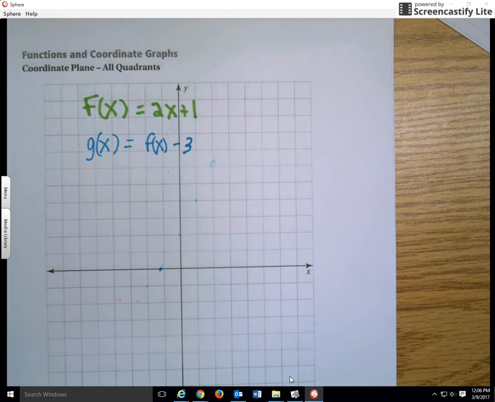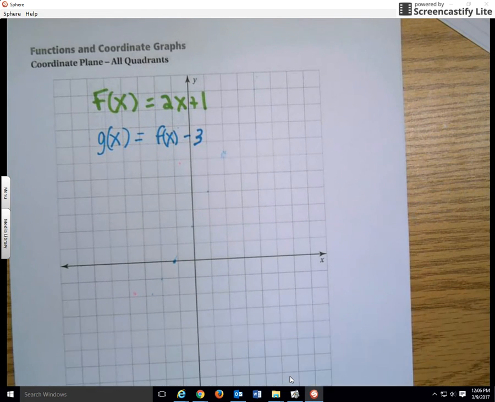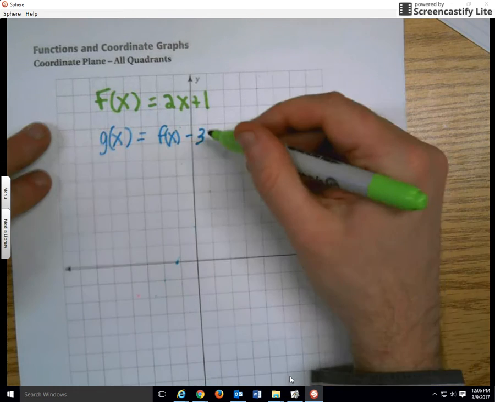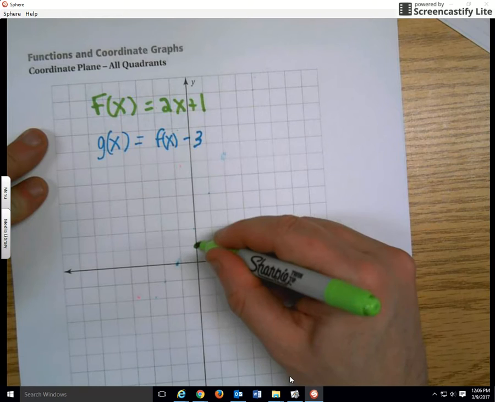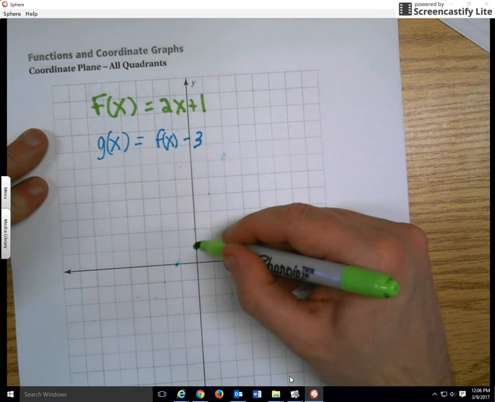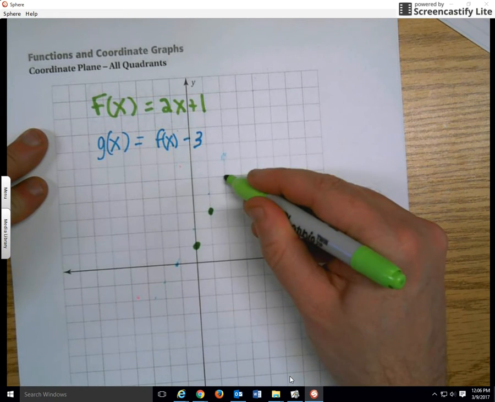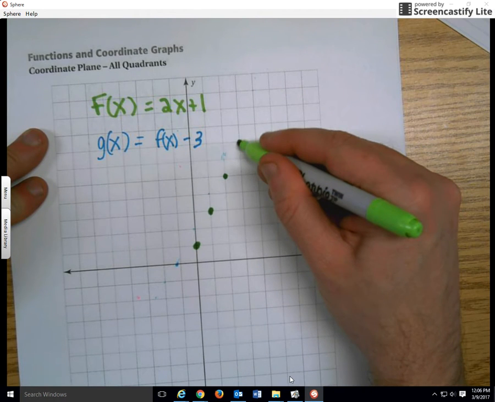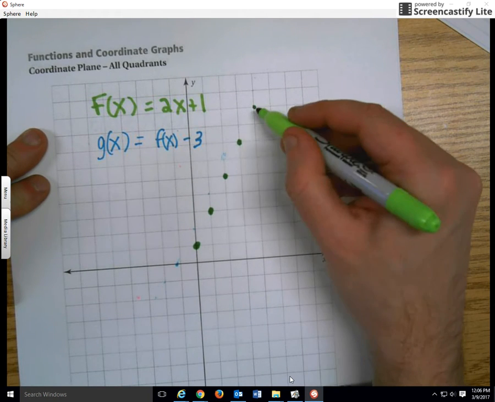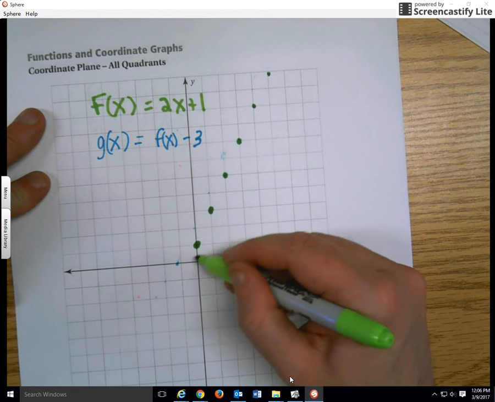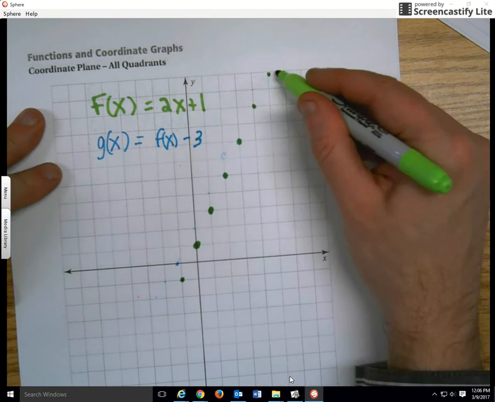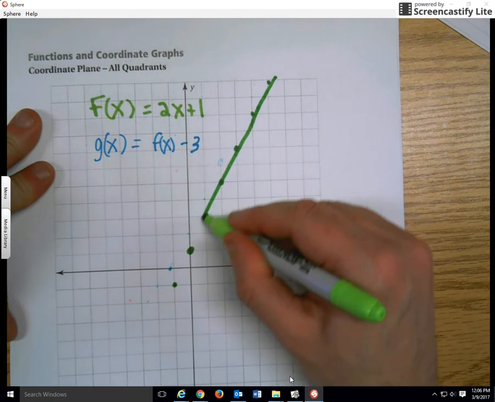One more sample problem. So let me go ahead and do this with you real quick. You're going to find the m and the b. The m is 2 over 1. The b is 1. So we'll start at 1. Then we'll rise 2 over 1, rise 2 over 1, and go down 2 over 1. And we'll draw a line.